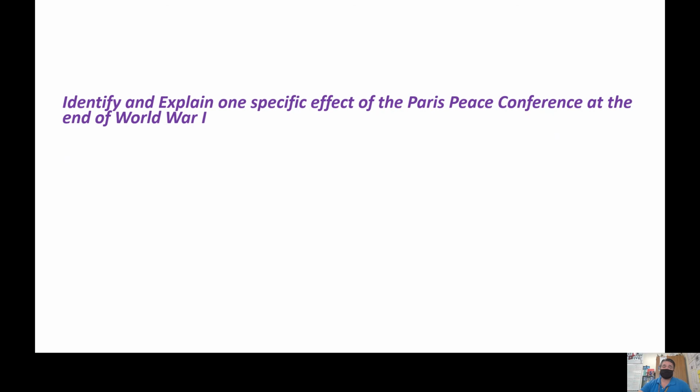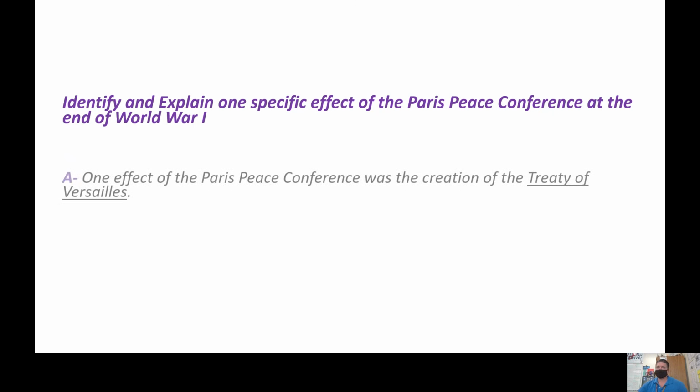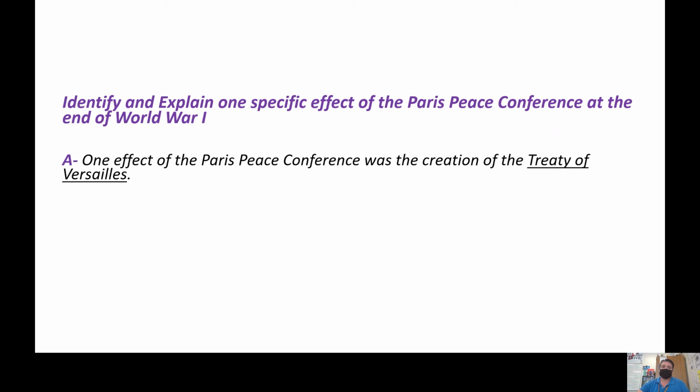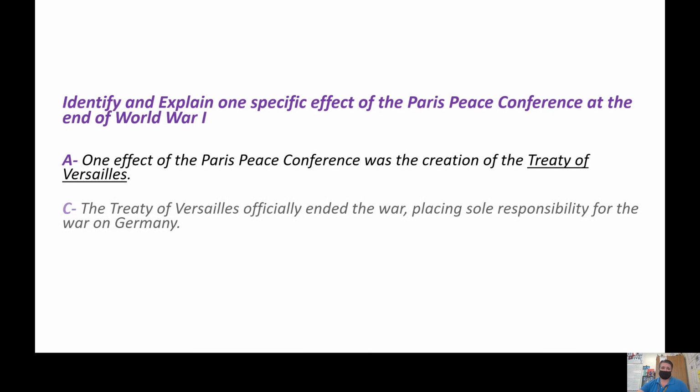Identify and explain one specific effect of the Paris Peace Conference at the end of World War I. Anybody know an effect? I mean, what ended the war for real? The Treaty of Versailles. Boom. Very good. And that's what I went with. One effect of the Paris Peace Conference was the creation of the Treaty of Versailles. That's great. But what in the world was that?